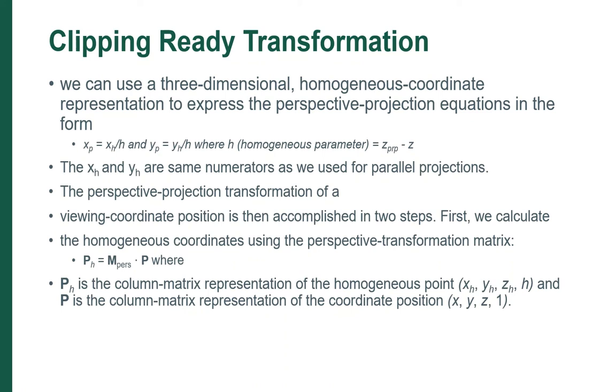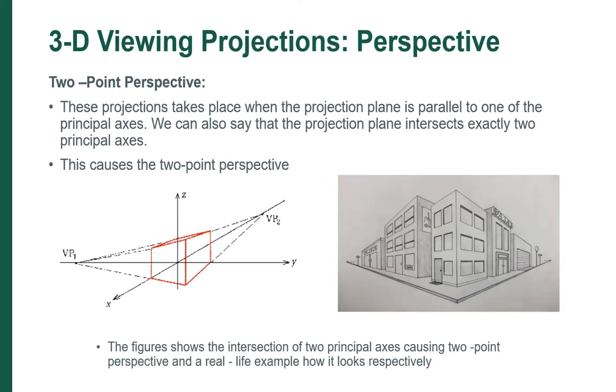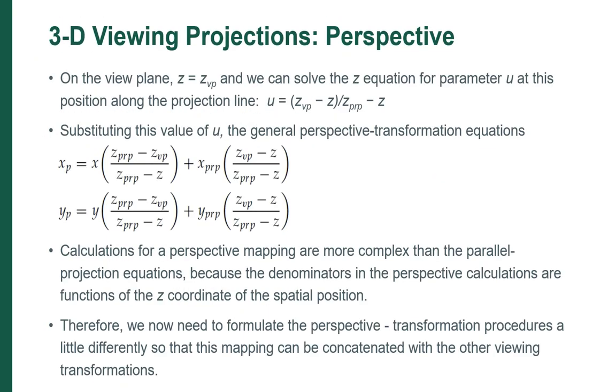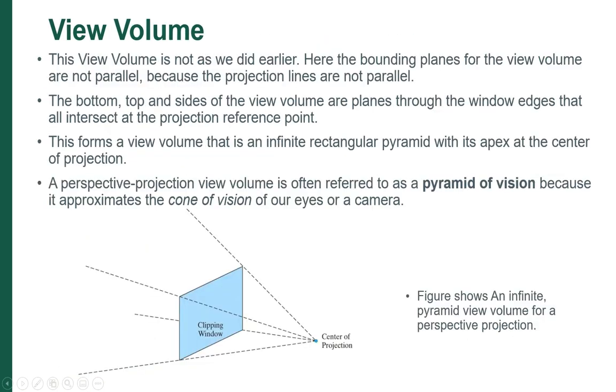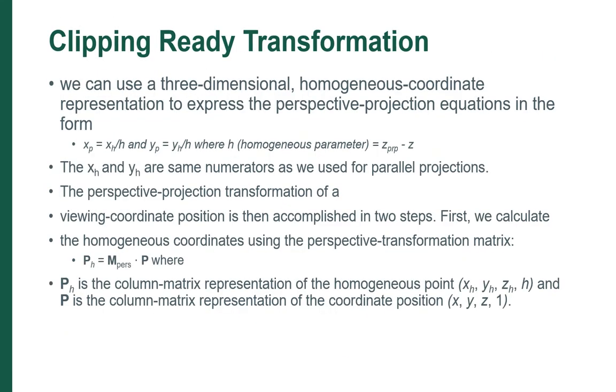The XH and YH are similar to what I showed earlier for the parallel projections, with the same numerators and denominators here, unless we call ZPRP minus Z as H, which is a homogeneous parameter. Here we can see that, that's one.